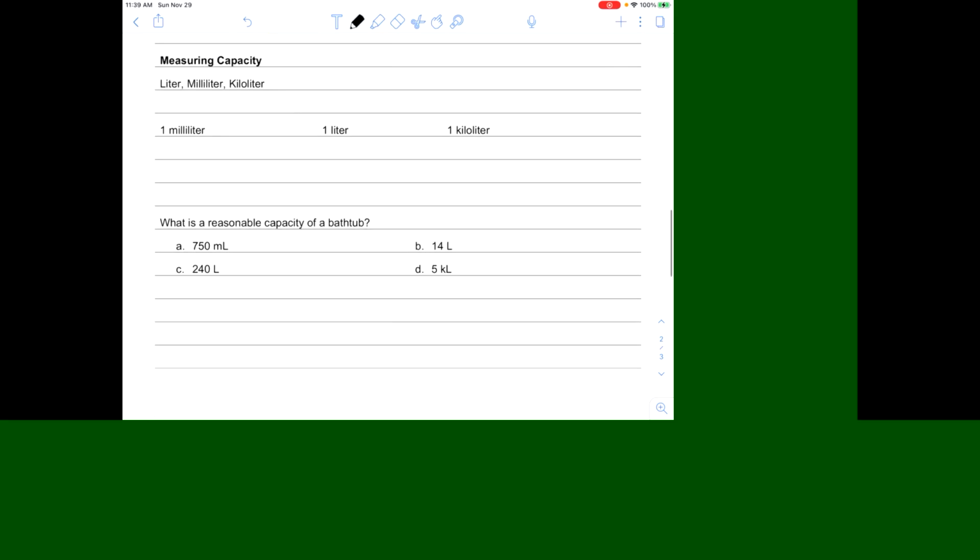Now we're moving on to capacity. For capacity, we have the liter, the milliliter, and the kiloliter. And again, in this case, we can see each one of these words includes the word liter. So that means that the liter is my unit for capacity. Capacity is how much a container holds. So 1 milliliter is basically just like a drop.